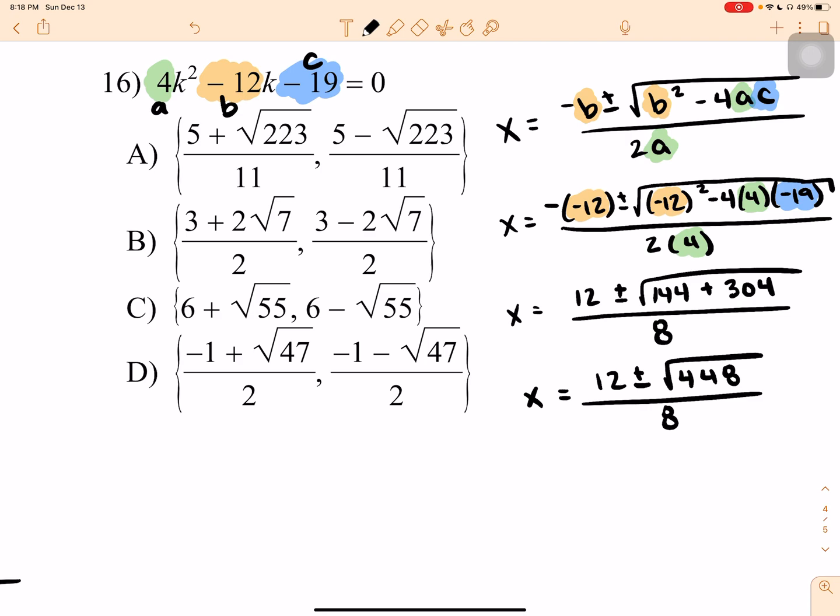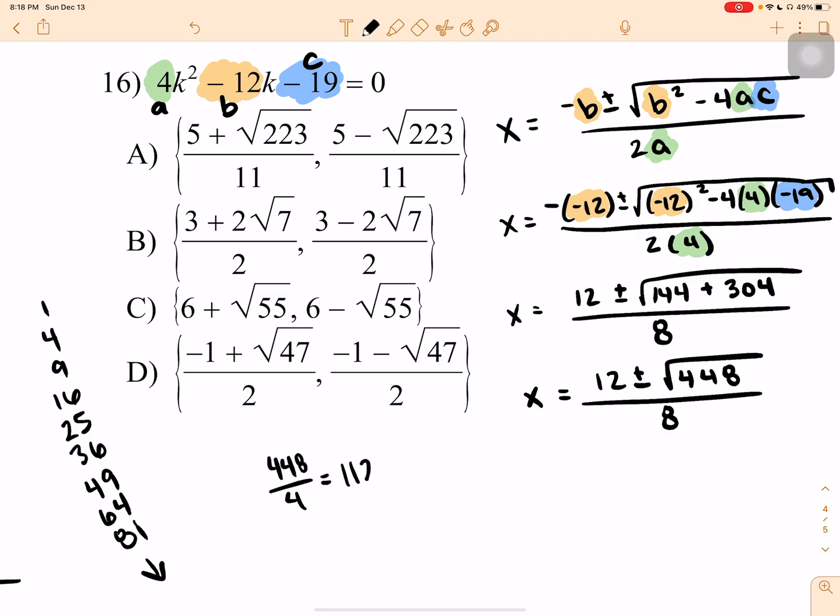My perfect squares are like 1, 4, 9, 16, 25, 36, 49, 7 squared, 64, 81, and so on. So I know 4 goes into 448. 448 divided by 4 is 112. But then I know that 4 can go into 112 again. So I'm going to see if 448 is divisible by 16, that perfect square. 448 divided by 16 is 28.